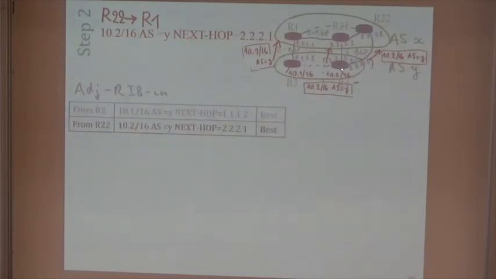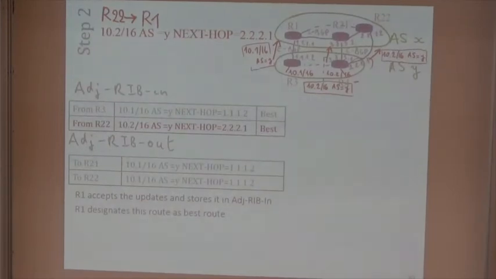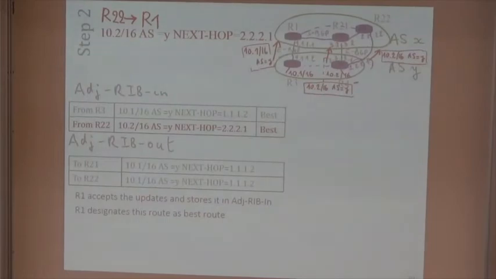Now, the same thing has happened, probably in parallel here. So R22 has received from R4 a similar advertisement, 10.2.16, and is now repeating it to R1. So R1 receives from R22 a route to 10.2 with next hop 22.21, which is this one here. Now, what will happen? Of course, R1 accepts the update and stores it and runs the decision process. Now, it's the first time we see this route, so there is no alternative, it's automatically the best.